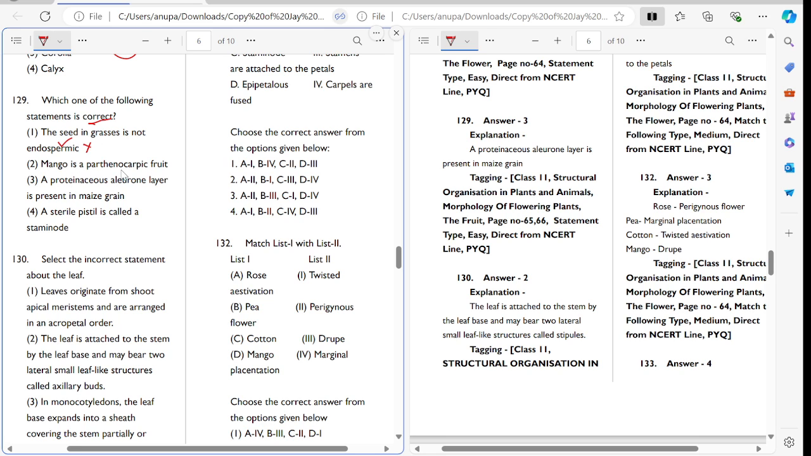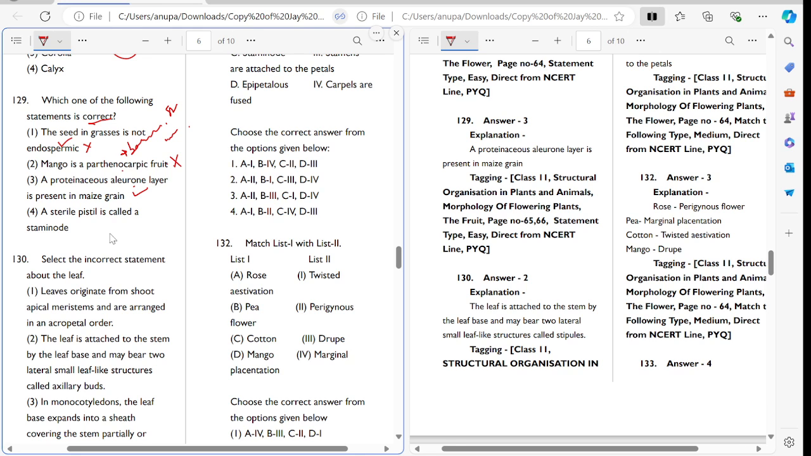Next is: mango is a parthenocarpic fruit. This is also incorrect, as mango is not a parthenocarpic fruit. The examples of parthenocarpic fruits are banana, grapes or watermelon, etc. The next statement is: a proteinaceous aleurone layer is present in maize grain. This is the correct answer. Proteinaceous aleurone layer is present in maize grain.